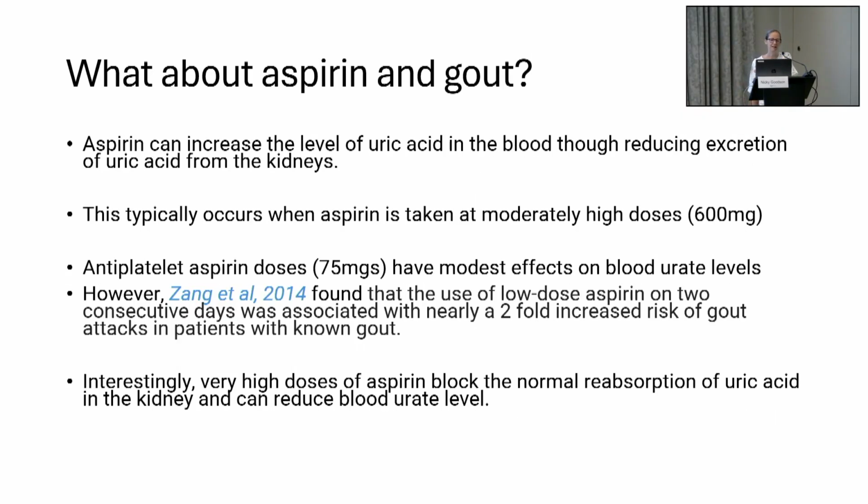What about aspirin and gout? So aspirin can increase your levels of uric acid in the blood through reducing excretion of uric acid through the kidneys, but it's very dose dependent. This typically occurs when aspirin is taken at moderately high doses, which isn't a dose that we tend to use in the UK. But low dose aspirin will have some modest effect on blood urate levels and will increase attacks of gout in patients with known gout.